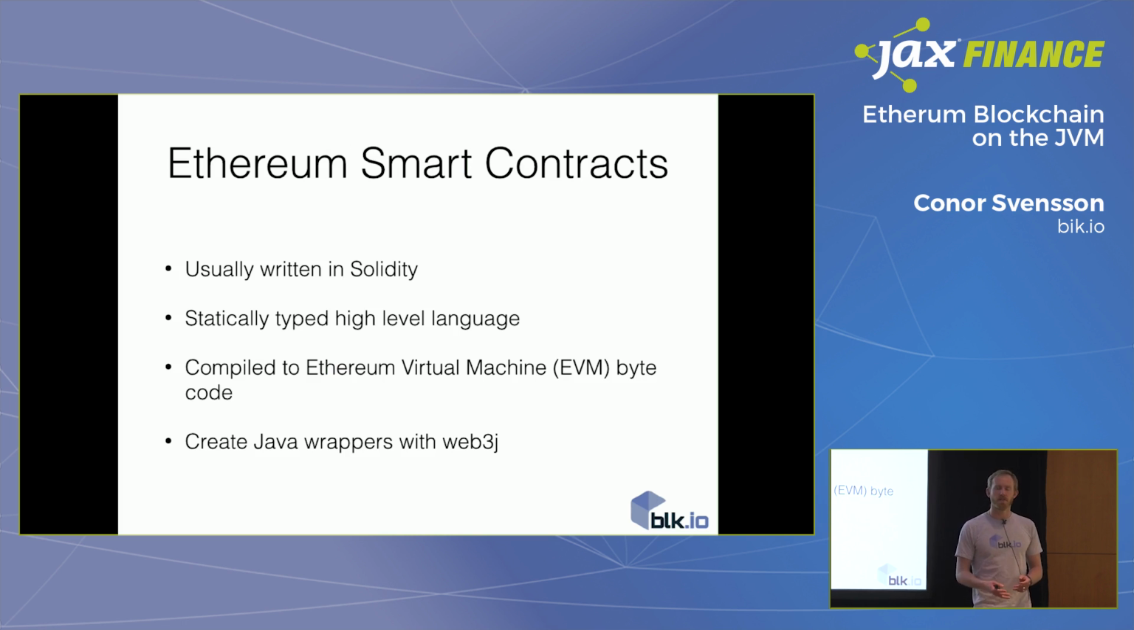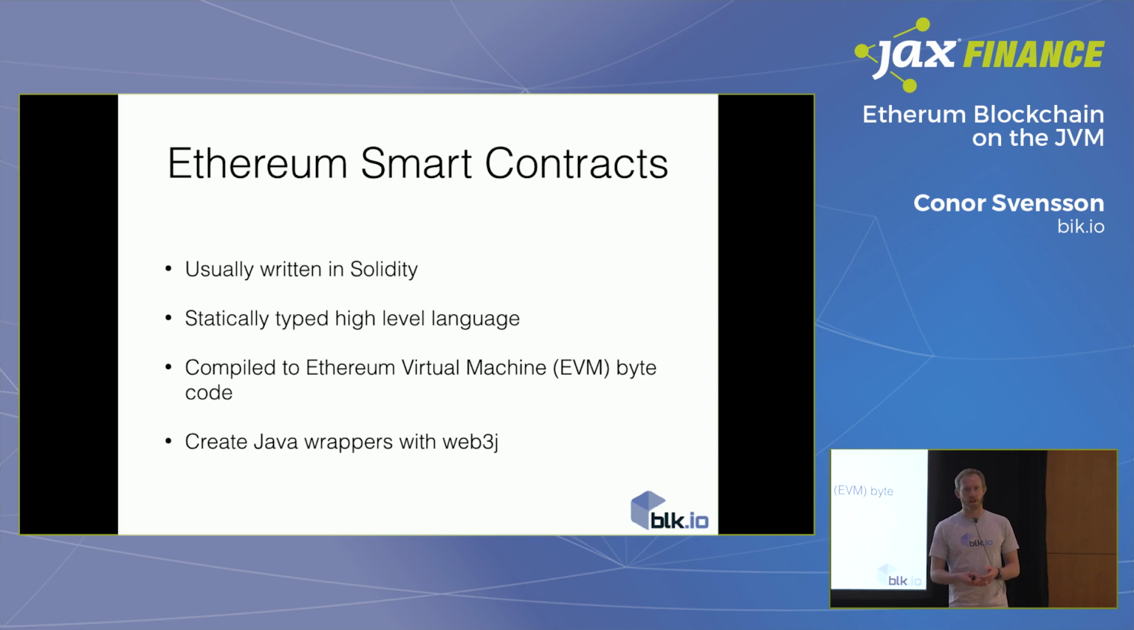So we mentioned earlier on about smart contracts, and we're going to talk a bit more about what smart contracts are and how you work with them. They're usually written in a language called Solidity, and Solidity is a statically typed high-level language. People often refer to it as being a bit like JavaScript, but I'd say it's more Java-like, because at least it does have the static typing, and syntax-wise anyway, it is fairly straightforward to get your head around when you're coming from the JVM.